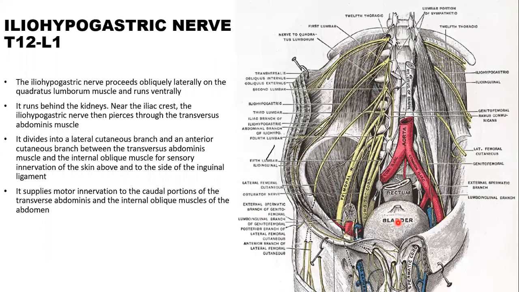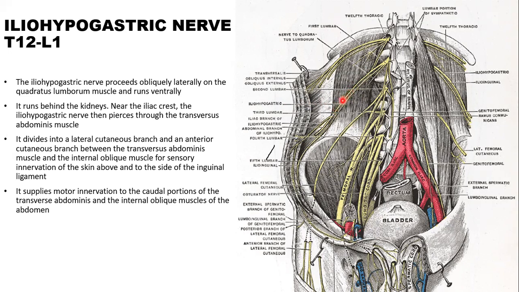So the first one is the iliohypogastric nerve. Okay, so when you look at this nerve, it originates from T12 to L1. So on this diagram there, you have that nerve there. That nerve is the iliohypogastric nerve. Okay, it's even labeled there. So that's the iliohypogastric nerve.